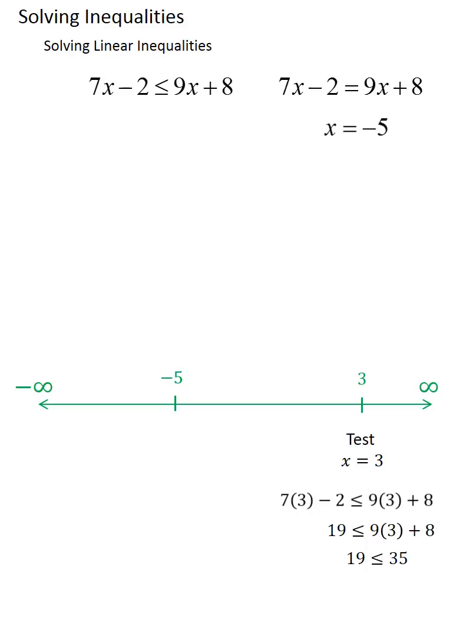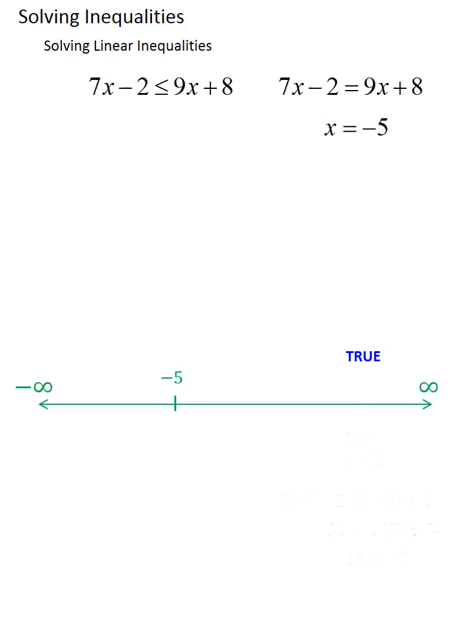But there's nothing special about 3. It's just some random number I picked to the right of my equation solution. And if the inequality is true for that value, here's a cool fact: it's going to be true for any number to the right of -5. We kind of knew that already when we found out it was true for 10 and 11.